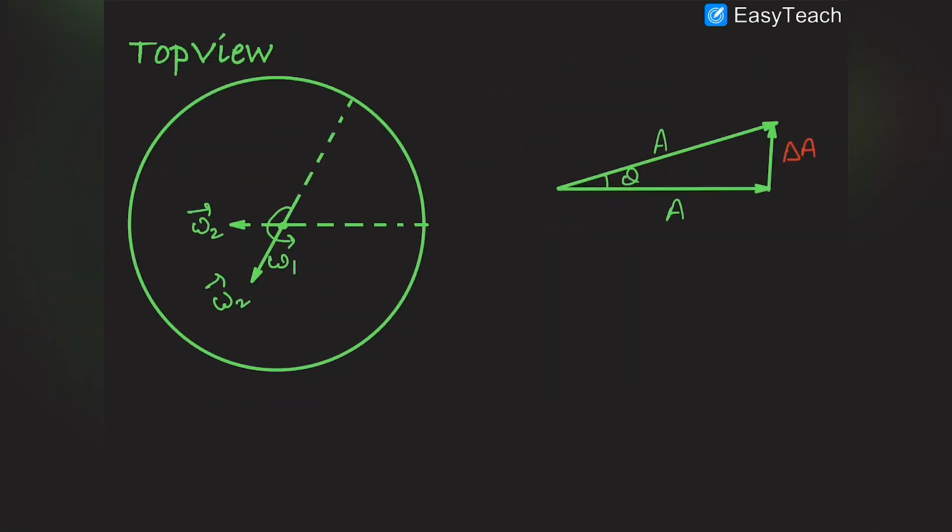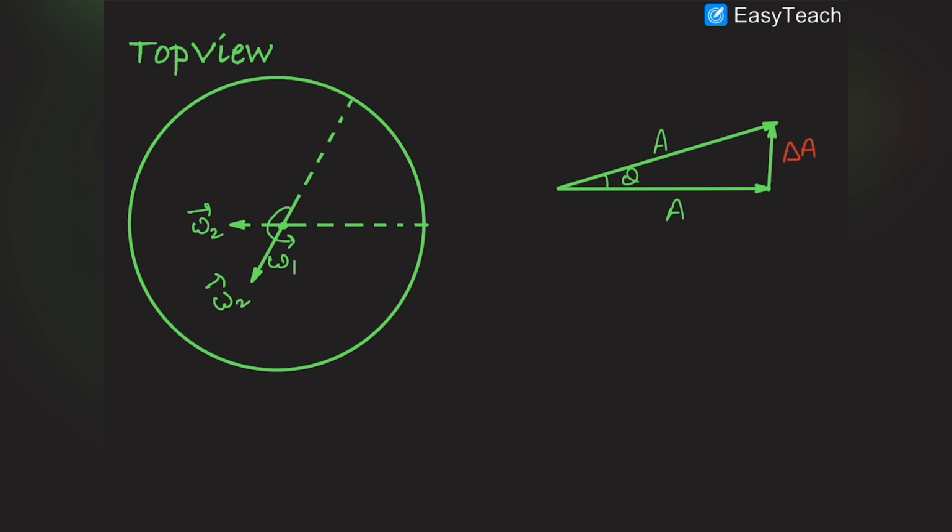Let us see the top view. If we carefully observe the top view of this cone, then we can see that this circle is the locus of center of mass of the cone, and when the center of mass is at this point, then omega 2 is in this direction. When center of mass is at this point, then omega 2 is in this direction. So omega 2 is not changing its magnitude, in fact it is changing in direction only.